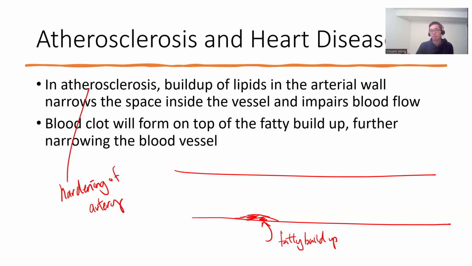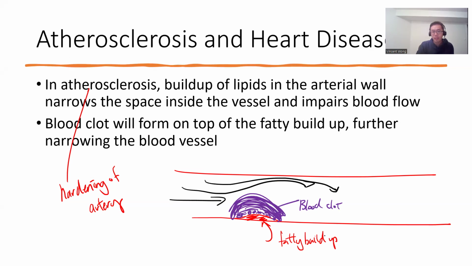non-smooth surfaces. As soon as there is a little bit of fatty buildup here, then you're going to have things that stick to it. The blood, right? The platelets are going to stick to it, and then it's going to become like a snowball effect. It gets bigger and bigger and bigger and bigger. Okay, so this is a blood clot, and before you know it, your blood vessel is going to be narrow. So the blood is now going to be squeezing through it, right? And that's basically what atherosclerosis is.